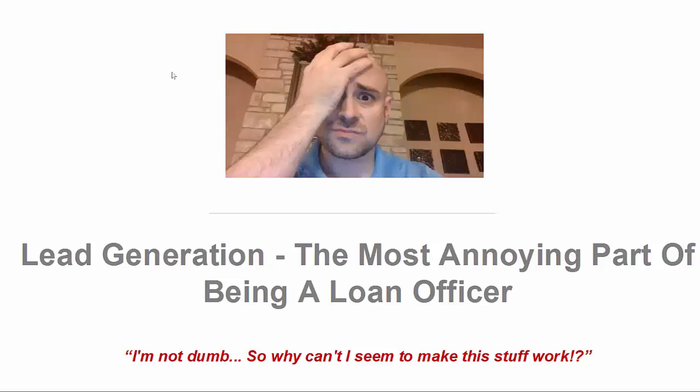But take a look at this red text down at the bottom. "I'm not dumb, so why can't I seem to make this stuff work?" I actually copied and pasted this from an email that I received within the past couple of weeks. And I can't tell you how often I hear some similar sentiment from loan officers practically on a weekly basis, some sort of variant of this. It's, you know what, I'm a smart person. Why does this never seem to work for me?